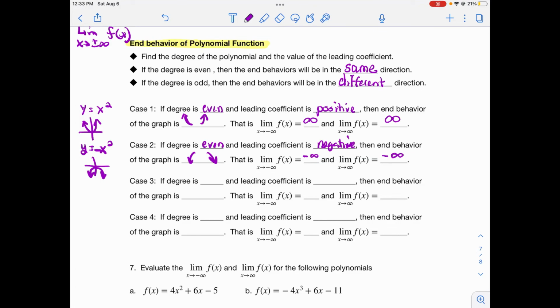So notice they are the same answer. Both negative infinity for case 2 and both positive infinity for case 1, because our degree was even. They're going to be the same.